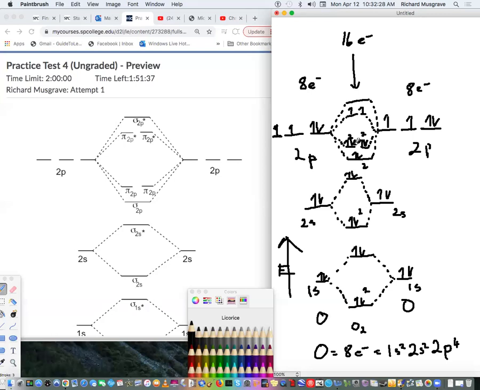Let's count the antibonding. In the antibonding, we've got 2, 2, and 2. That's a total of 6 in the antibonding. So 10 bonding and 6 antibonding.